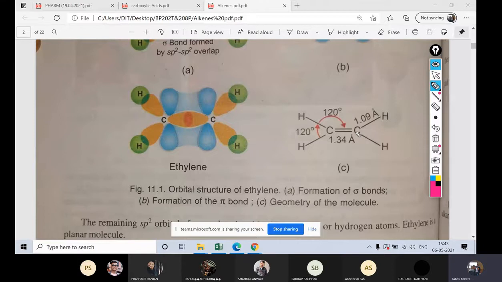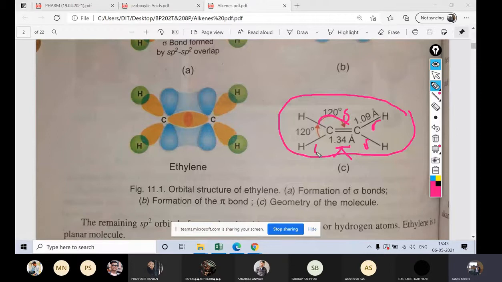Carbon, double bond, carbon, and then hydrogen, hydrogen. So this is the basic structure of your alkene. And what is the bond angle? Bond angle is 120 degree, and it contains a pi electron, a sigma electron. Here sigma single bond means sigma electrons, right? Sigma, sigma, pi, sigma, sigma, sigma. You can see this pattern is there.